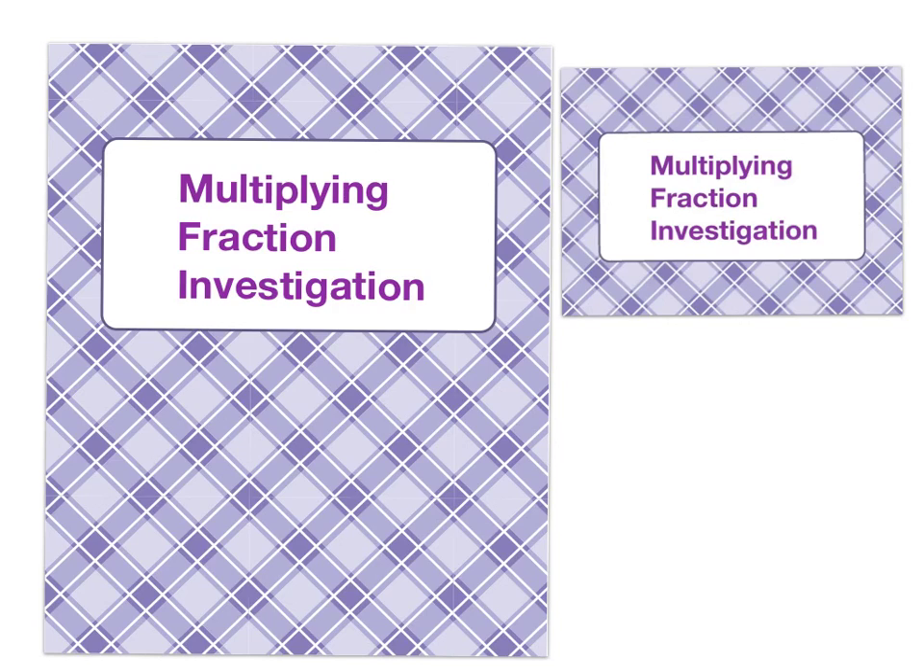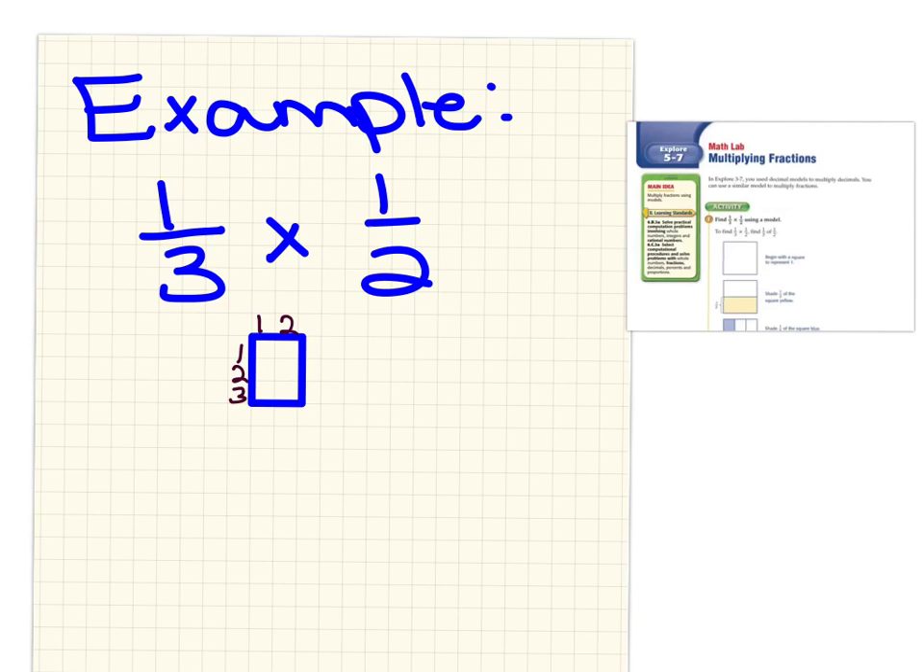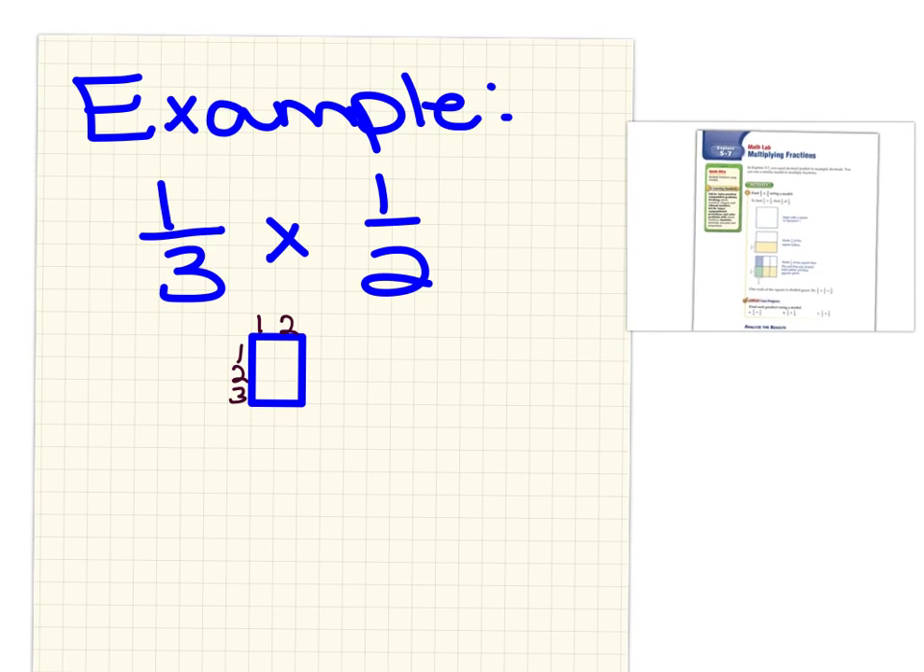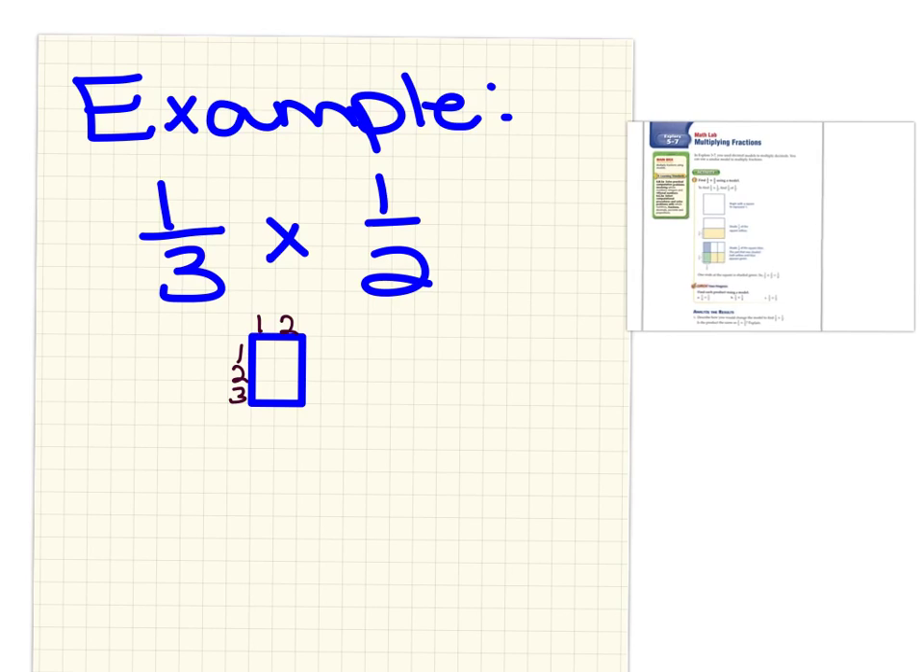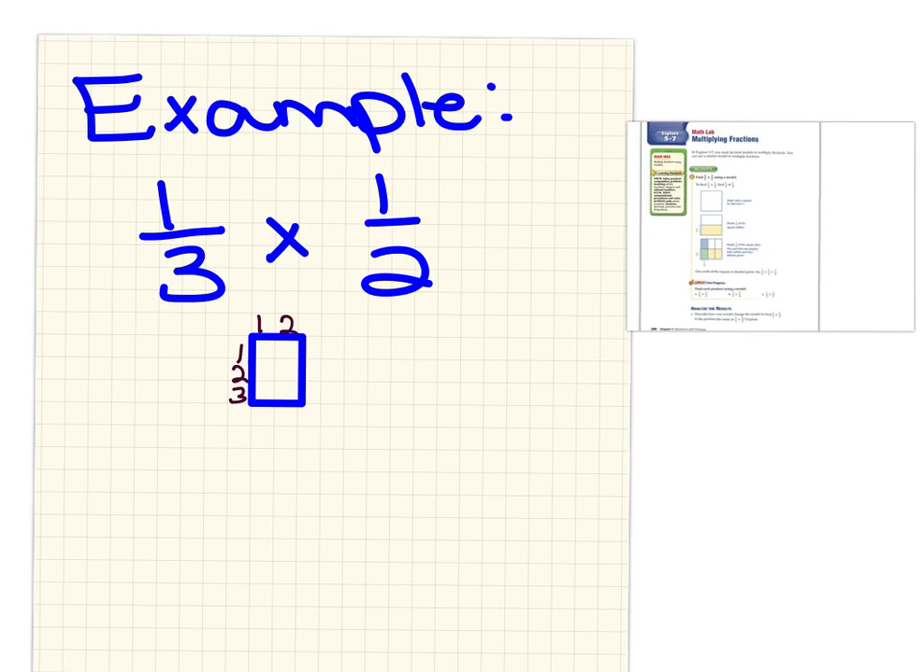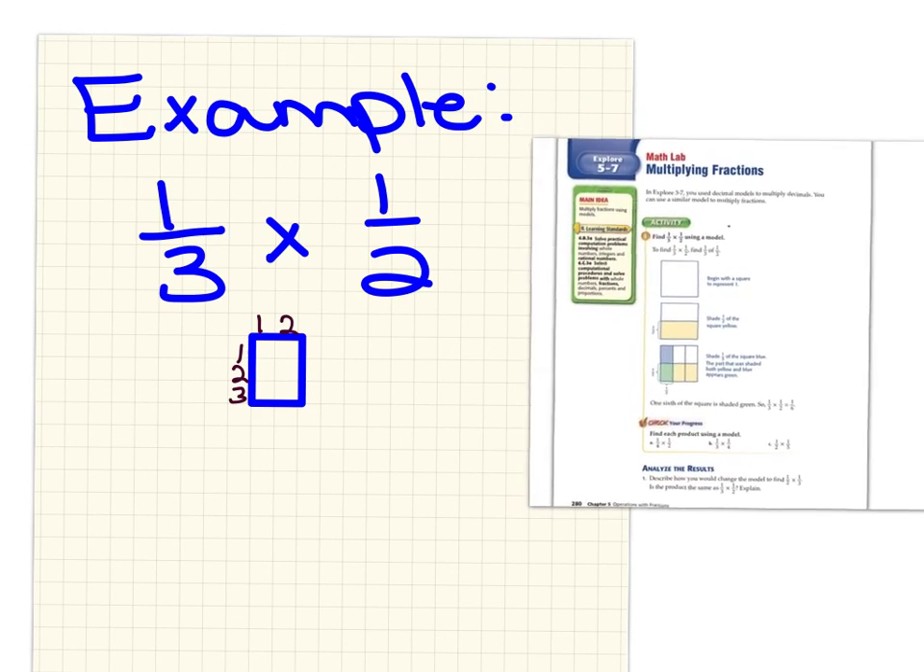Okay? So you're going to load this same document into your GoodNotes, and you're going to create the models the same way that I'm going to do an example. We used decimal models when we multiplied decimals. This is going to be very similar, except it's with fractions. The first problem that I'm going to do as an example for you is 1/3 times 1/2, using a model.